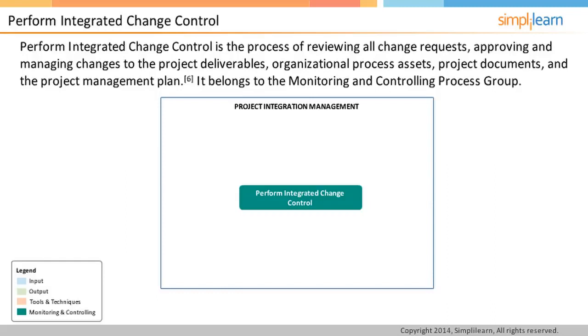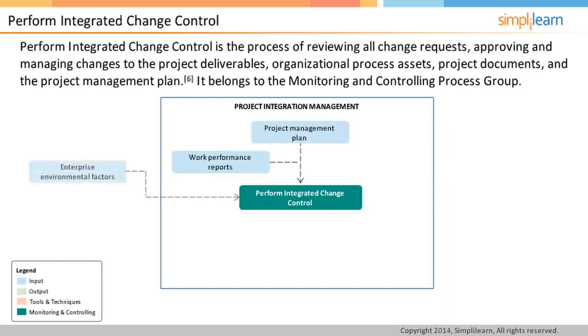The inputs to this process are similar to that of the monitor and control project work process. Project management plan, work performance reports, enterprise environmental factors, and organizational process assets. The only additional input is the change request, since the Perform Integrated Change Control process is supposed to take care of managing the incoming changes.